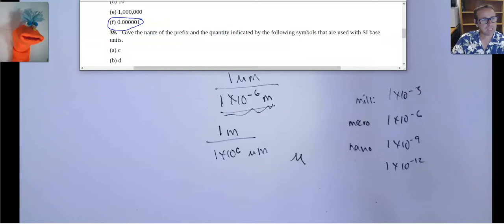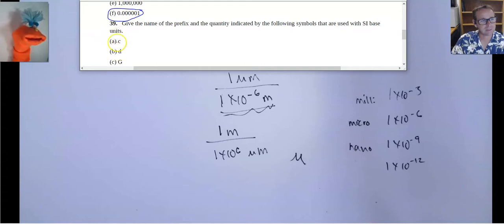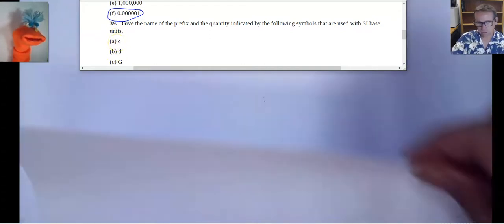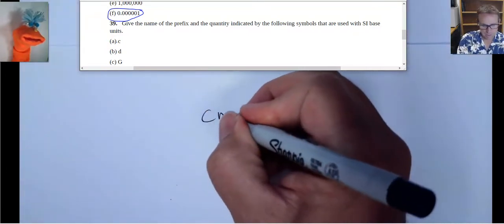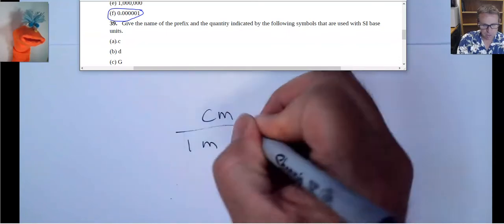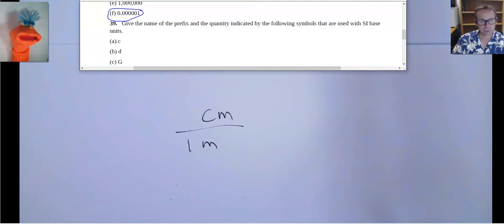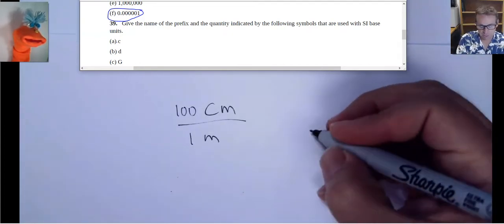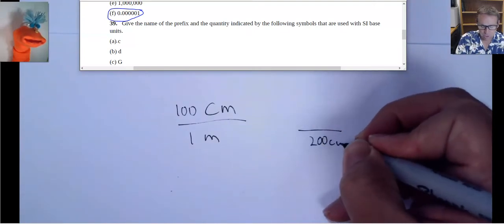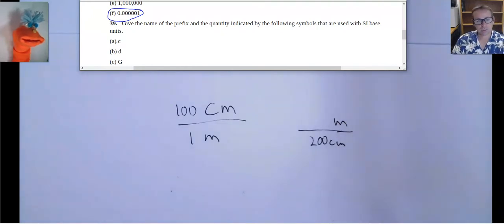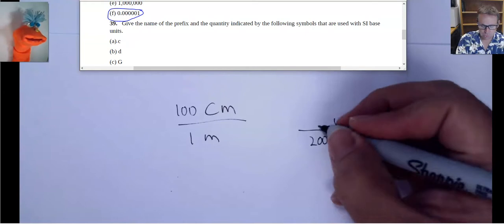Number 39. Give the names and prefixes of the quantities indicated by the following symbols using the SI units. So, C. That's centa. That's right. That's not used a ton except for with centimeters. We don't want to talk about centiliters ever, but centimeters are important. So I want to know how many centimeters are in a meter. Centas, that's 100. Very good. 100 centimeters per meter. Now, it's not always just that easy to answer, right? Sometimes you have to think a little bit. Like, for example, if I say I have 200 centimeters, how many meters is that? 2 meters. Okay, good. 2 meters.